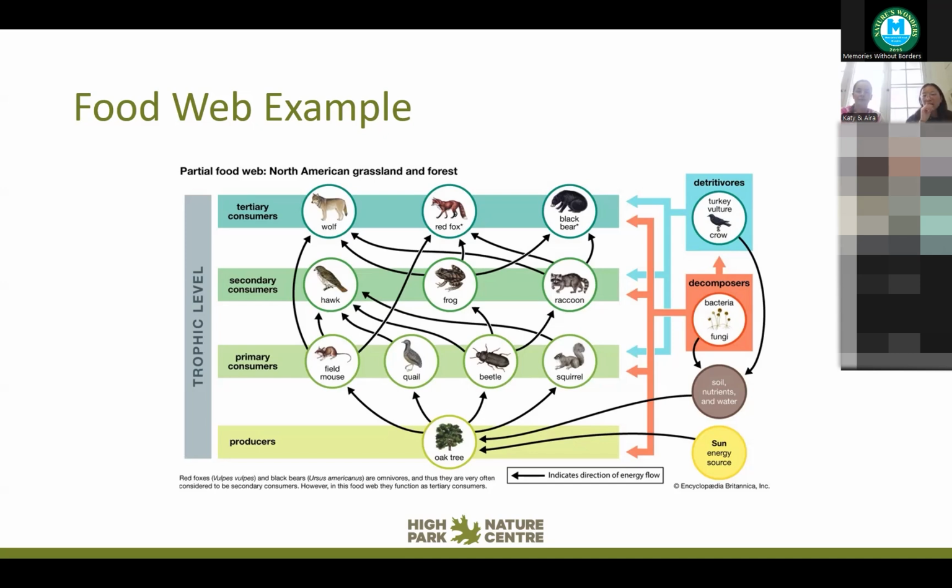On the right side, in the blue and orange box, is what happens after our consumers die. Our detritivores eat the meat, so they wouldn't be eating our decomposing tree, they would eat our animals. And then decomposers will decompose absolutely everything. Logs, frogs, bears, you name anything that's alive, the decomposers will eat it.